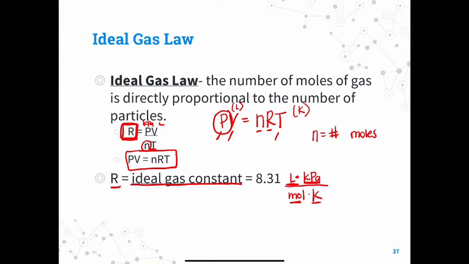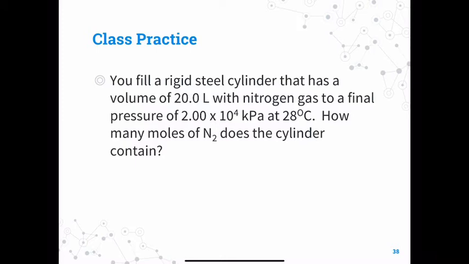So if you use the 62.4, your units on the pressure would be mmHg. If you use the 0.0821, your units on the answer that you would find would be ATMs. And if you use the 8.31 as your R value, then your units on your answer would be kPAs, okay? So that's how that works, all right? So let's take a look at a practice problem.